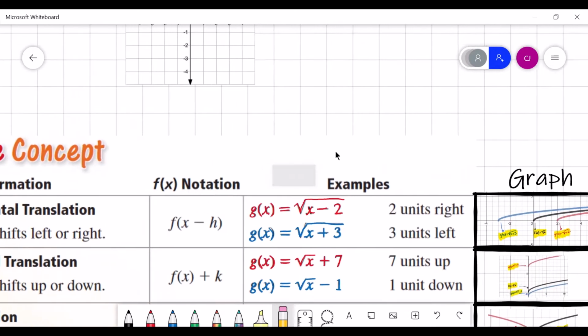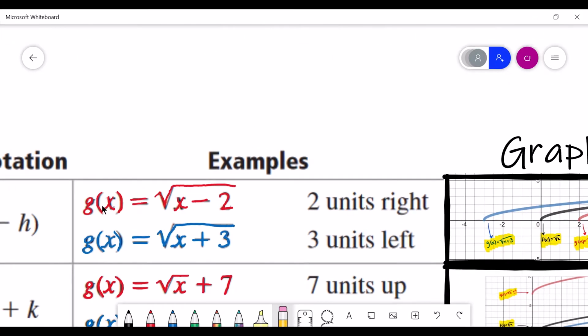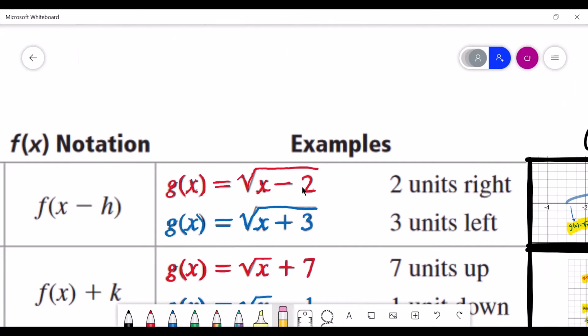So here are two examples. In this example, you'll notice that we have g of x is equal to the square root of x minus 2. So in this case, if we're talking about f of x notation, our h is going to be 2. We're taking the actual value. And so what that's going to do is cause the square root function to move 2 units to the right.